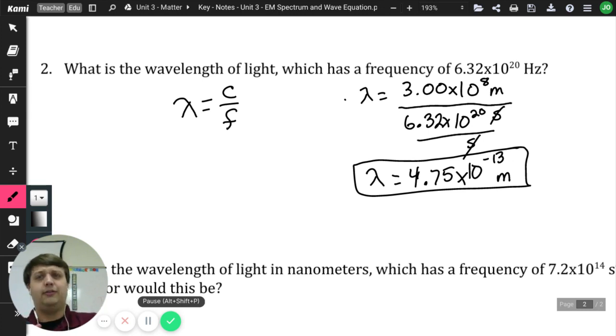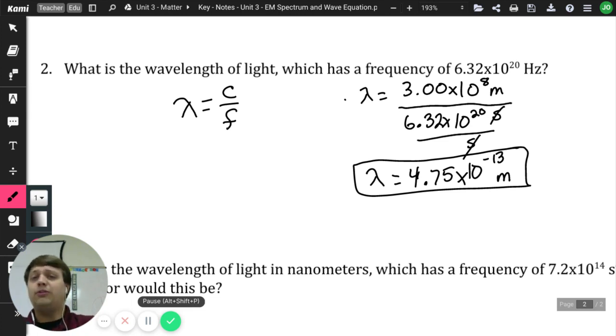Now remember, hertz is interchangeable with 1 over S, or S to the negative 1. I went ahead and put divided by S here because basically that's what you're doing. You're dividing by a fraction, which means you're going to cancel out those 2 seconds. Then you solve for that, and you should have ended up with 4.75 times 10 to the negative 13th meters.